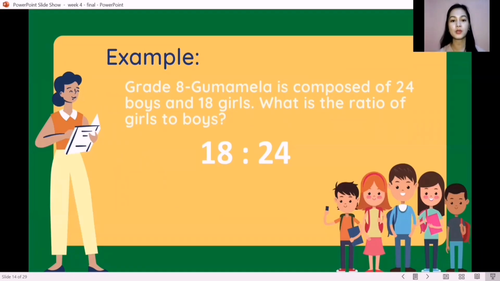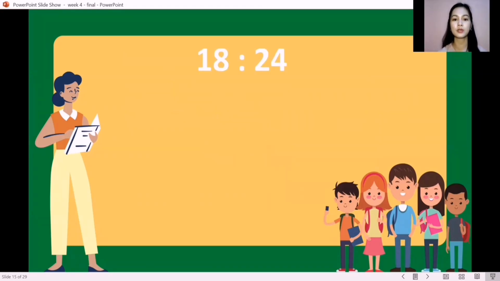Now, a ratio is also expressed in lowest term. How are we going to express a ratio in lowest term? We first express it in fraction form. So we have here 18 over 24, with 18 as the numerator and 24 as the denominator. To express it in lowest term, we get the greatest common factor of both the numerator and the denominator. Now 18 and 24, their greatest common factor is 6.